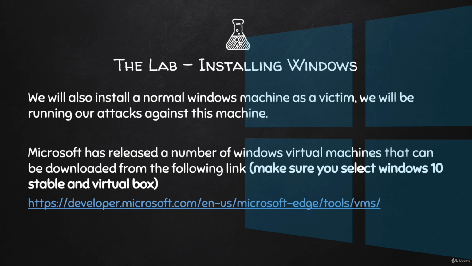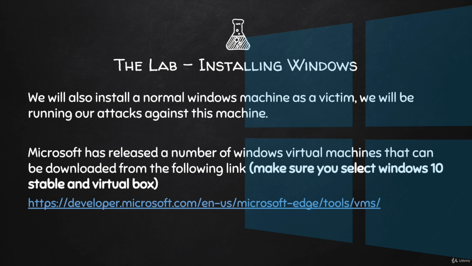Now, as we all know, Windows is a very common operating system. It's used by a lot of people. So in this lecture, I'm going to show you how to install Windows 10 as a virtual machine so that we can test some of the attacks that we're going to learn in the future against it. So we'll target this machine when we want to test attacks against Windows or a target user that uses Windows.